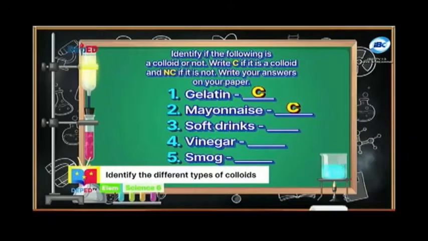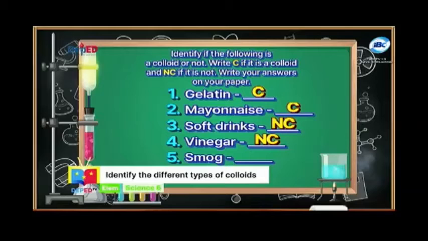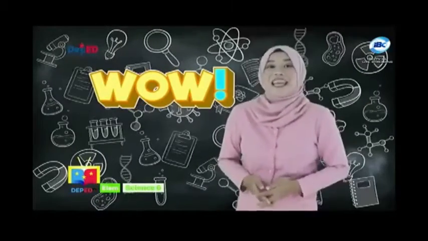Number 3, soft drinks. The correct answer is NC, not a colloid because soft drinks are solutions. Number 4, vinegar. The correct answer is NC, not a colloid because vinegar is a solution. Number 5, smog. The correct answer is C, colloid. Wow! You really did a good job!